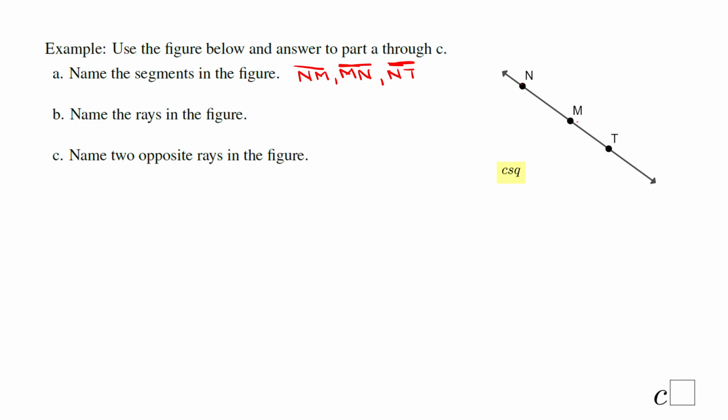Name the rays in the figure, so I'm going to use pretty much the same combination. This is ray NM, starts from N, goes through M. MN is another ray, totally different than the previous one, NM. And NT. Can I name more than that? Of course.